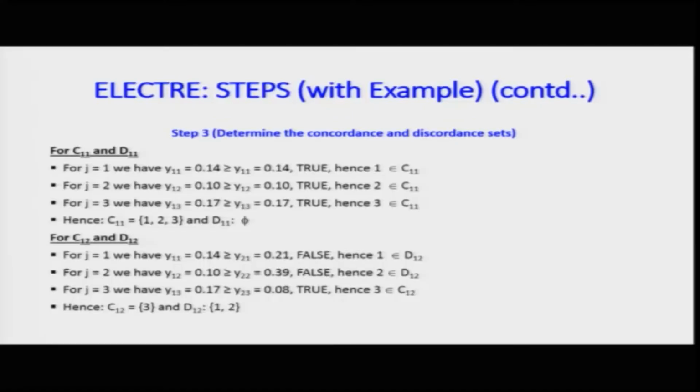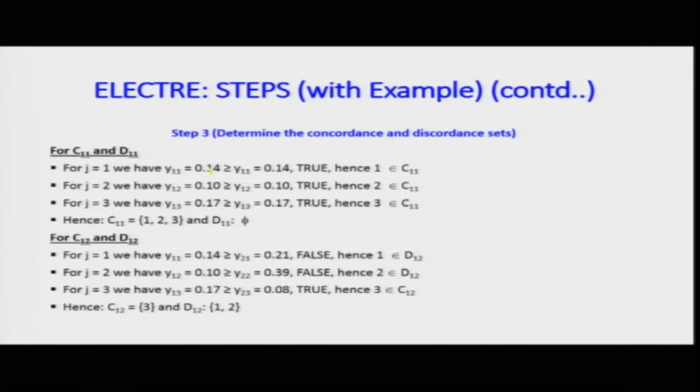Okay, so now I will have the values. For example, when I am comparing for j equal to 1, I will go for j is 1, 2, 3. In that case, y11 was 0.14. I am going to compare it with itself. So y11, which is 0.14, is greater than or equal to 0.14, which is true. Hence, j1 falls in the C11 element of the concordance set.